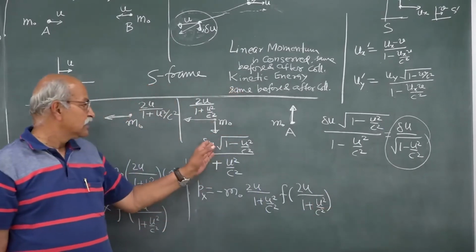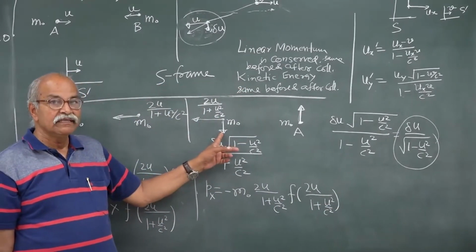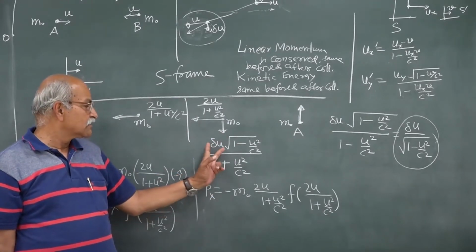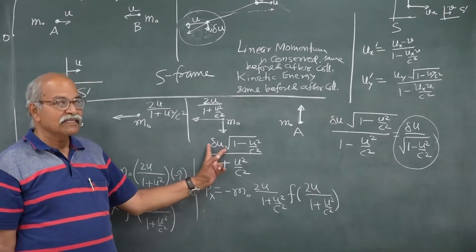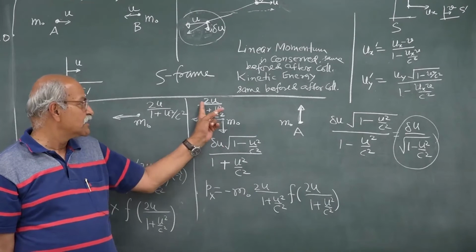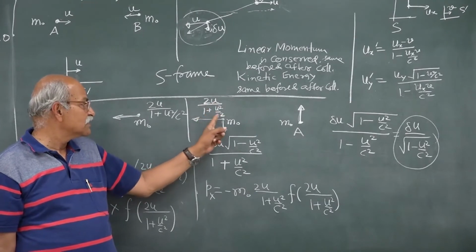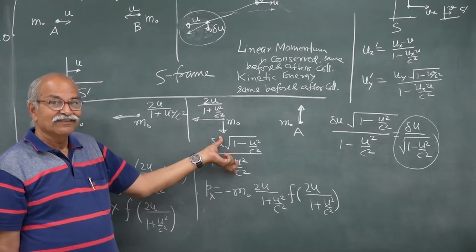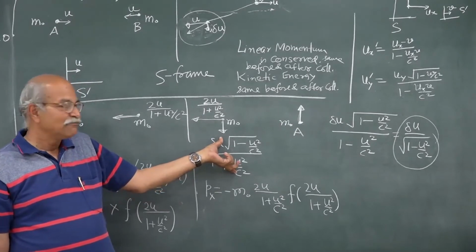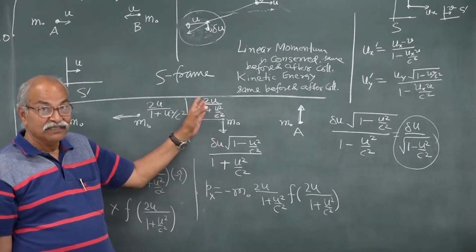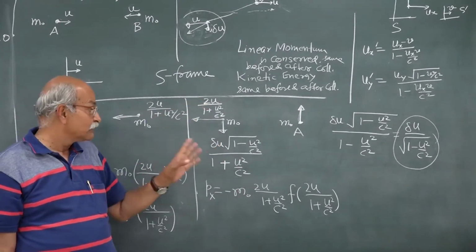Why? Because this y component is delta u into something. This is the small quantity, infinitesimal of first order, and here it is a finite quantity, 2u by 1 plus u square by c square. So when you write this whole square plus this whole square, from the very beginning we have been neglecting these delta u terms if there is a finite term present in front of it as an addition.